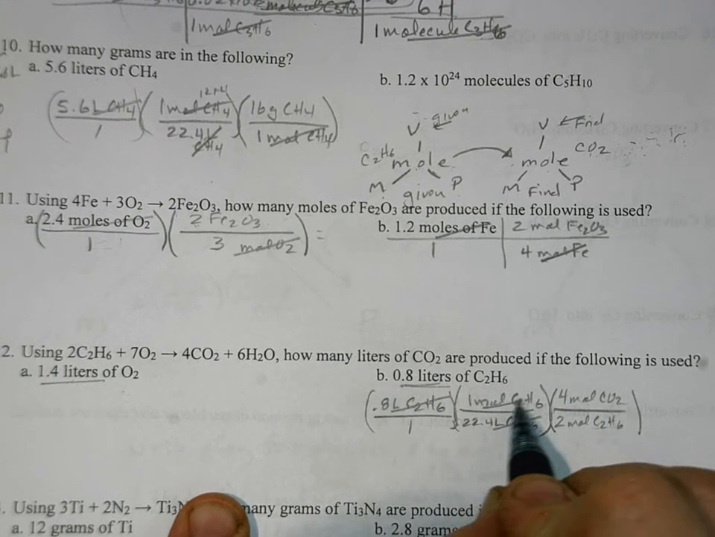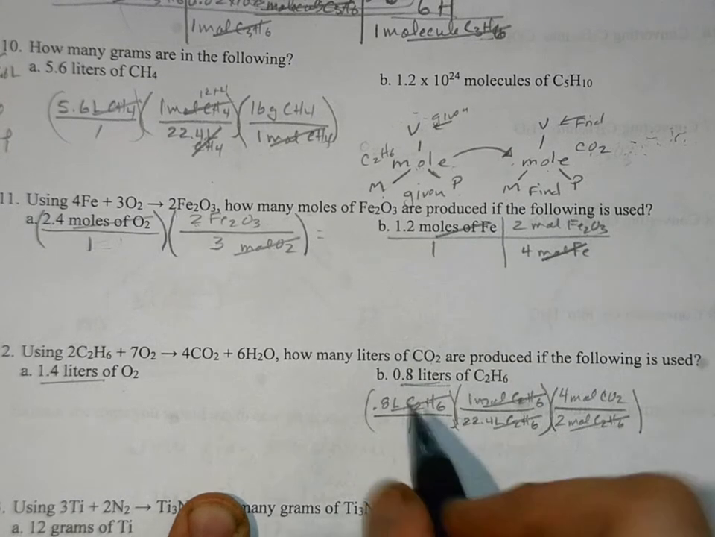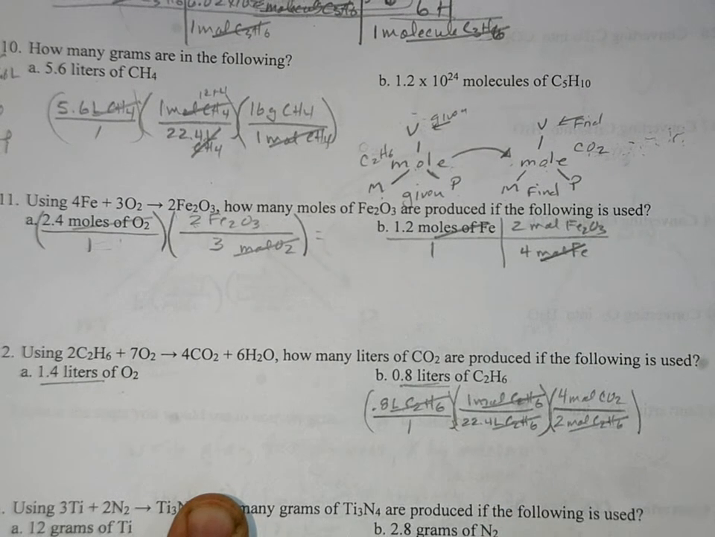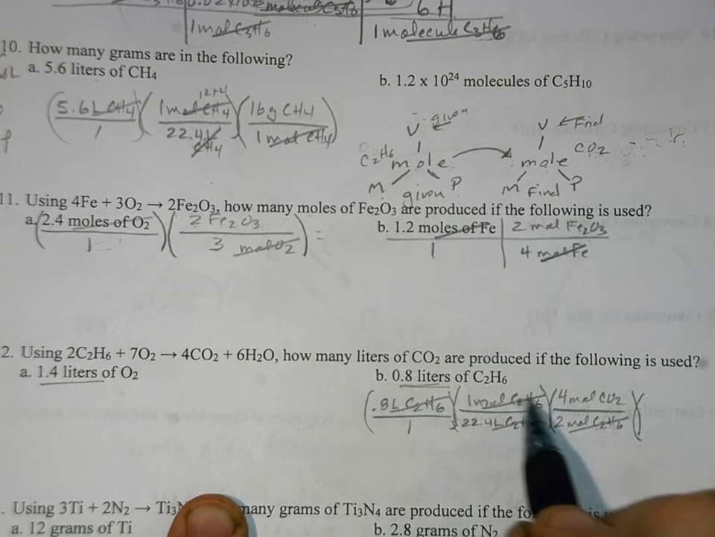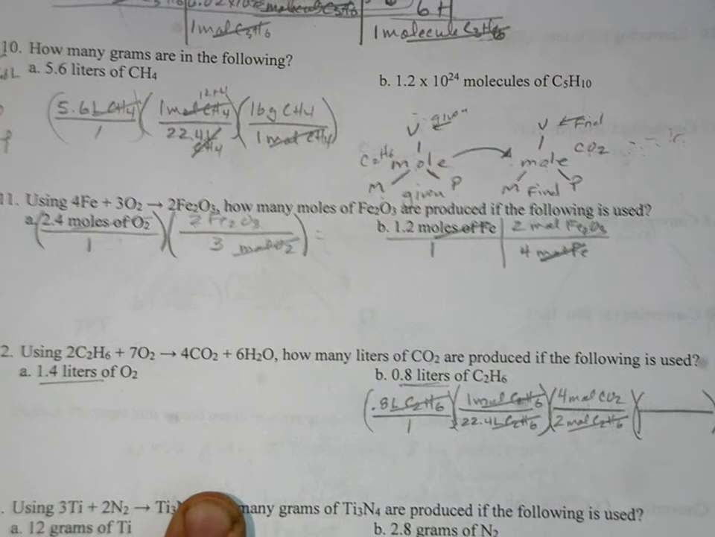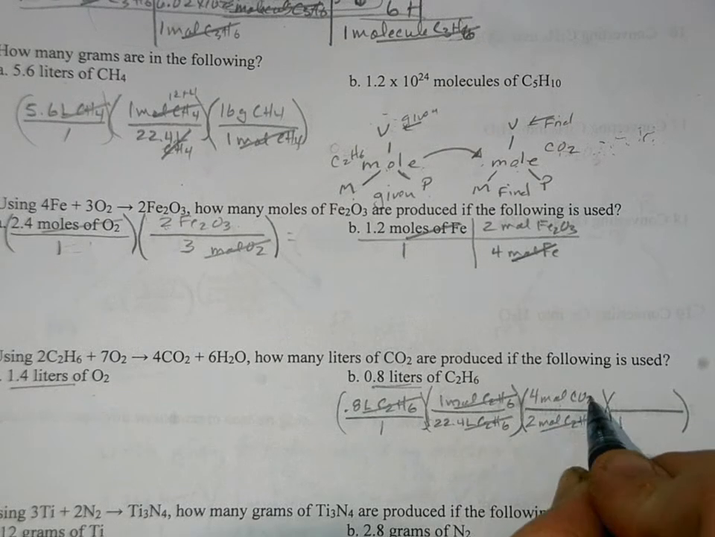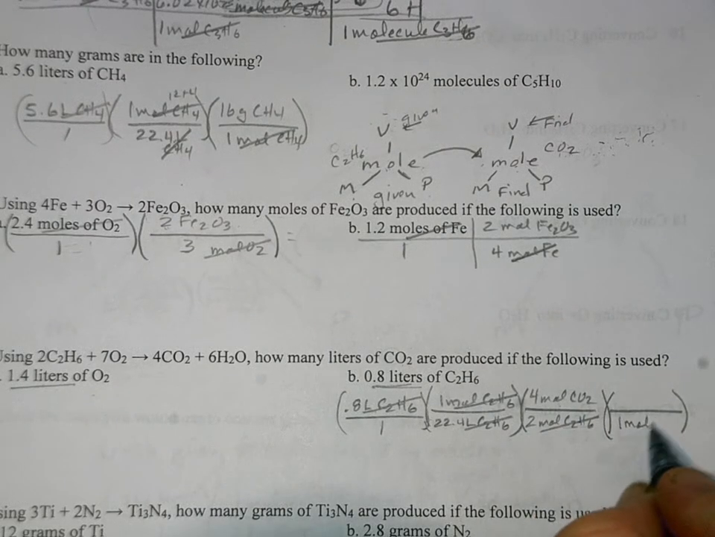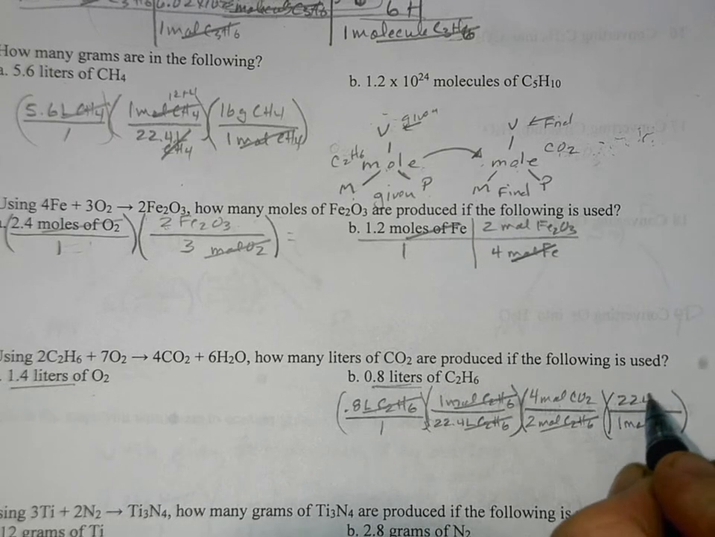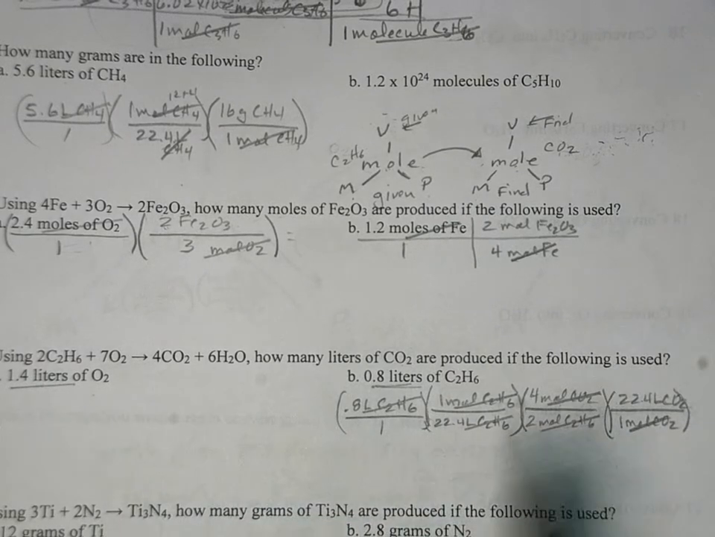Now let's see if we set this up right. We should be able to cancel that with that, and yes we did. So now what we've done is we've jumped over, we now have moles of CO2 over here, and now we're going to convert those moles into liters, which is what we're trying to find. And we want to cancel this off, so we need to say 1 mole of CO2 is 22.4 liters of CO2. That lets us cancel this. So now, there you go.